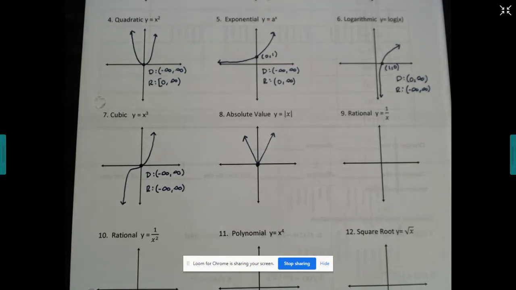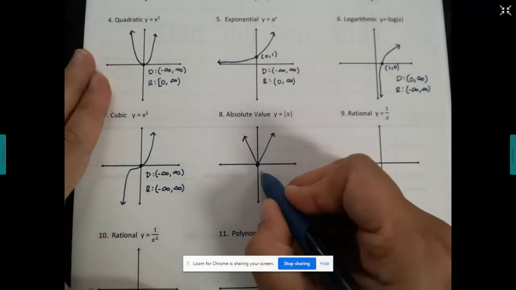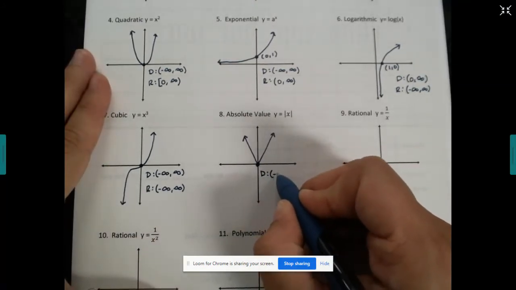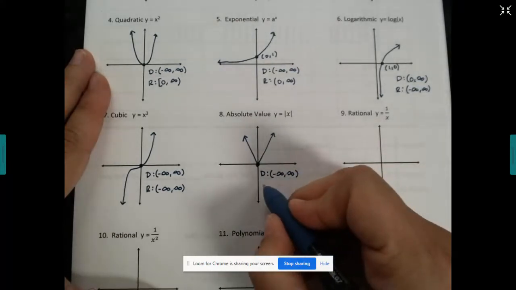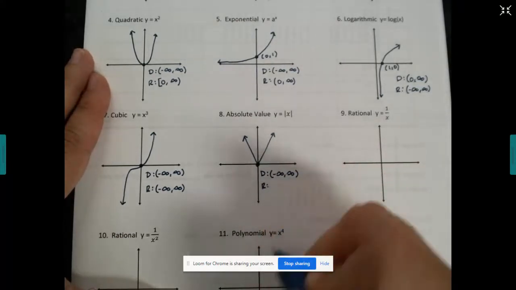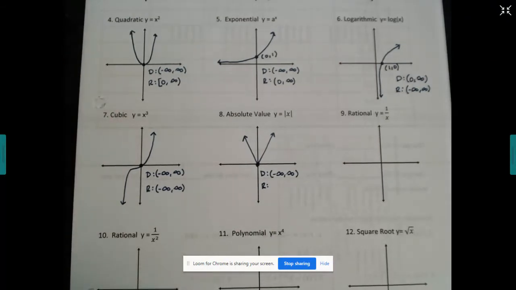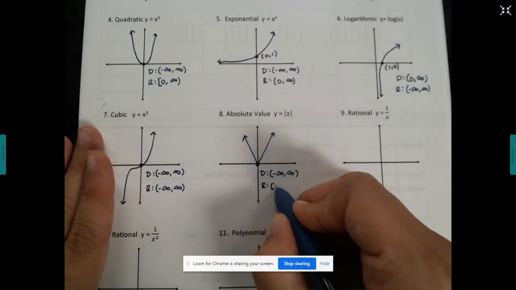And then just like our parabola, forever to the left, forever to the right, but it does start at 0 and goes up only. So our domain is negative infinity to infinity. But we don't have any negative numbers here because remember, absolute value is the distance from 0, and distance is always positive. So from 0 to infinity.